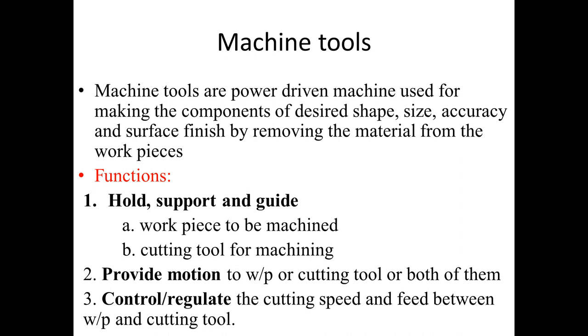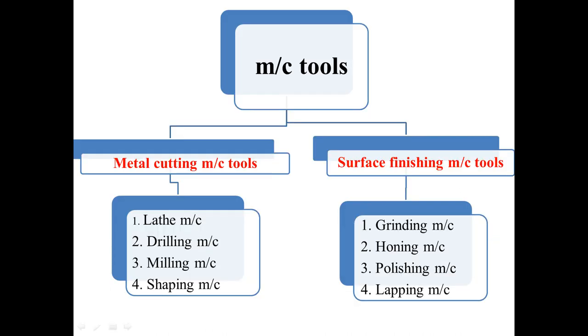So we know that in the case of the lathe machine, the workpiece is clamped in a chuck which is rotating, whereas for the drilling machine, the workpiece is clamped on the work table and the drill bit is moving, it is rotating. The third function is that it controls or regulates the cutting speed and the feed between the workpiece and cutting tool. So we'll discuss all these things with the diagram.